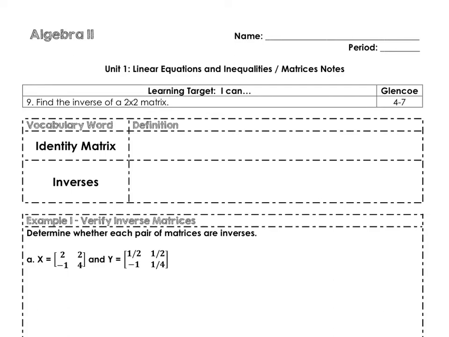This is your lesson for matrix inverses found in Glencoe 4.7. Example 1, verifying inverse matrices.